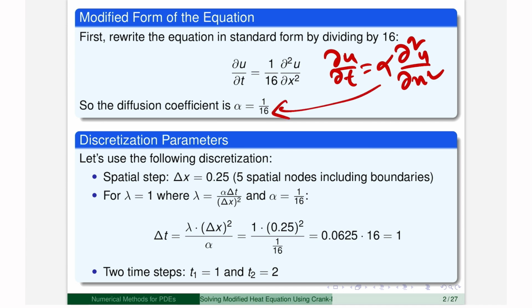Now the discretization parameters, let's use the following discretization. Spatial step del x is equal to 0.25, meaning 5 spatial nodes including boundaries, and here lambda is equal to 1. According to the Crank-Nicolson equation, lambda is equal to alpha del t by del x square. Alpha is given and del x we choose as 0.25. From here we can find del t: with lambda 1, del x 0.25 squared, and alpha 1/16, we get del t is equal to 1. This time step del t is equal to 1. So for two time steps we have to calculate the interior nodes, so that t1 is equal to 1 and t2 is equal to 2.